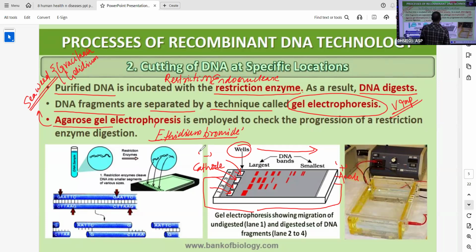Okay, now this is basically the gel electrophoresis. Once this is done and the fragments are aligned according to their size, you can see here the largest towards the cathode, smallest towards the anode. Clear? So in this way all the fragments are arranged at different positions.